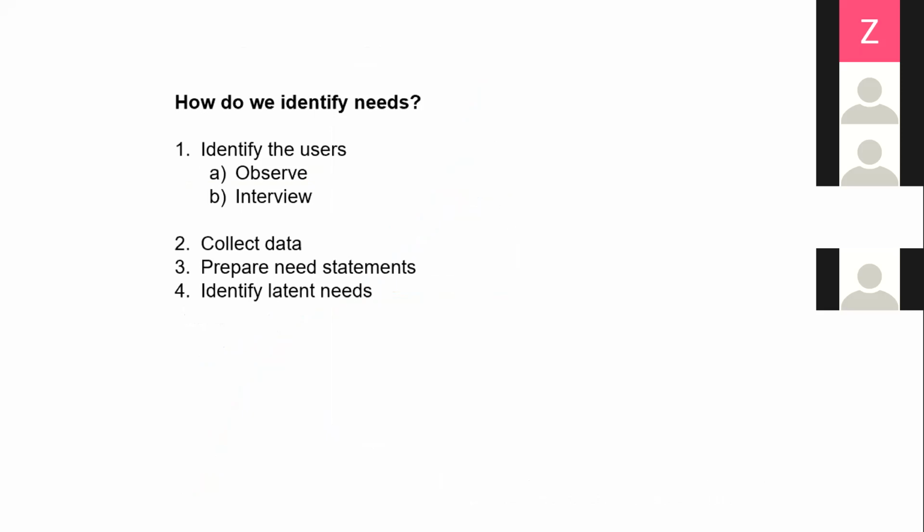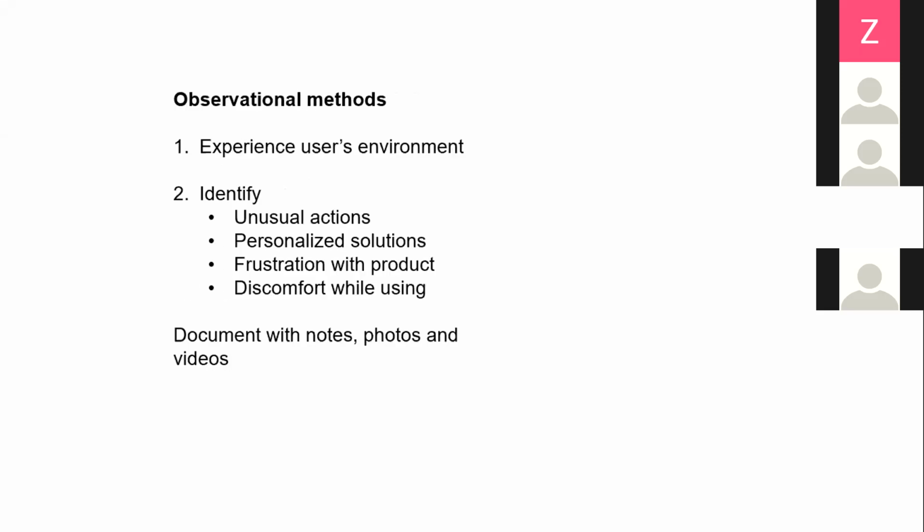So how do we identify the needs? Observe, take interviews, collect data, prepare need statements, identify latent needs. Observation methods, I would like to talk about these at length, but unfortunately I cannot. But this text should be good enough to identify all these actions that can tell us that the user is not very comfortable, that there is some discomfort while using the product.